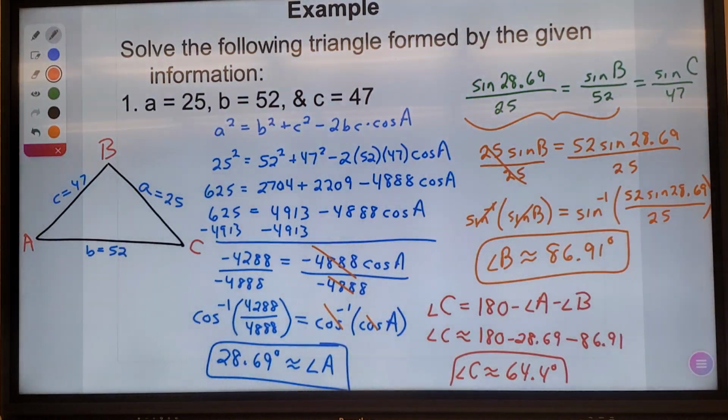Okay, so three pieces of information missing, all three angles, and all three pieces found. Again, visually just pay attention to the fact that angle A is my smallest angle, and therefore the smallest side is approximately across from it. Angle B is then my largest angle, and side B is the largest side. And angle C is the one in the middle, and side C is the one in the middle.